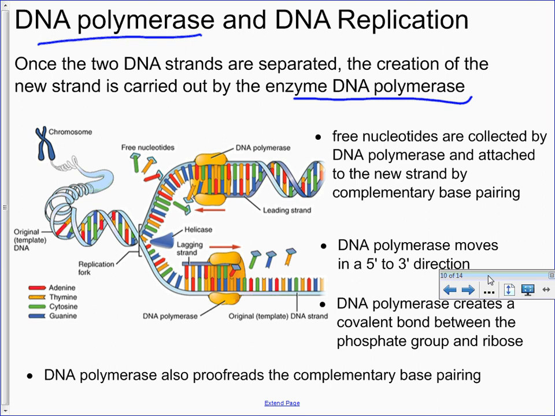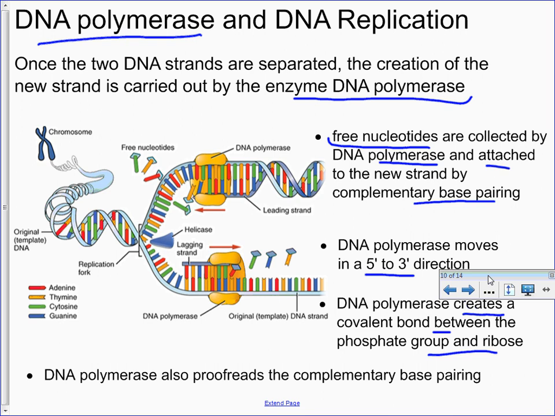And the way that DNA polymerase will do that is that nucleotides are found in the nucleus. So you'll have free adenines, free thymines, free cytosines, free guanines just floating around in the nucleus. These will be collected by DNA polymerase and attached to the new strand by complementary base pairing. The DNA polymerase moves in a 5' to 3' direction. And the DNA polymerase will create a covalent bond between the phosphate group and the ribose. So it basically will attach those nucleotides together.